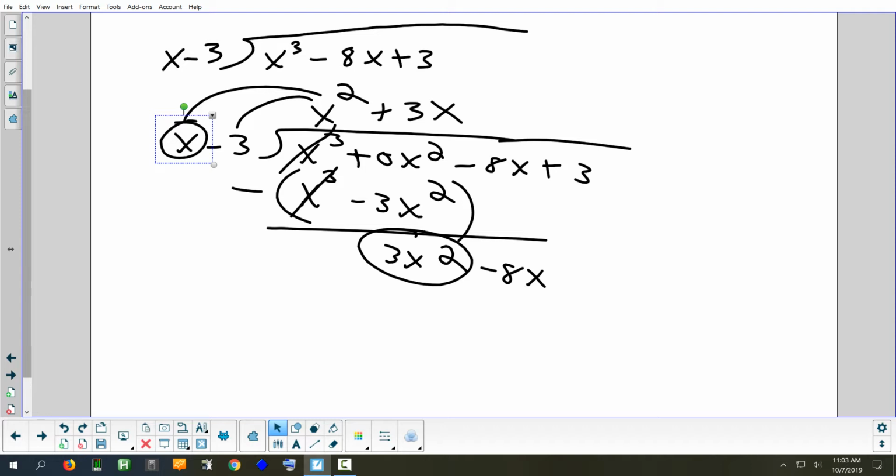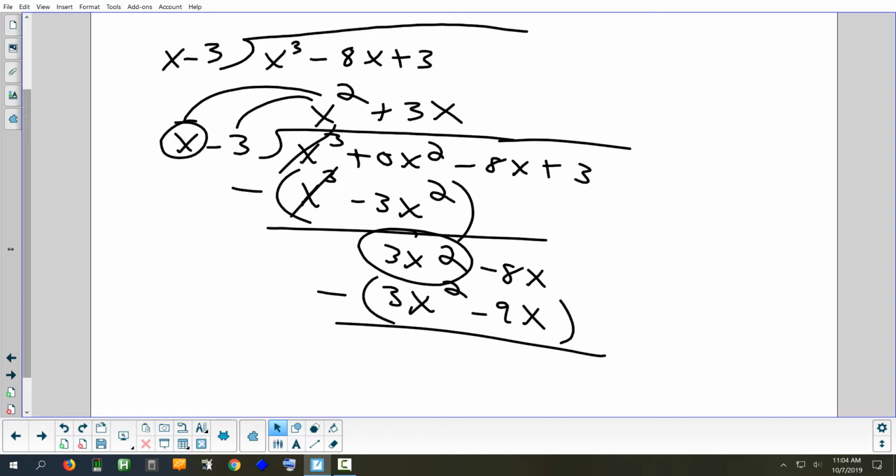It's kind of part of it. 3x times x, 3x squared. Kayla, what's 3x times negative 3? 9x. Oh wait, no, negative 9x. Negative 9x, yep. Okay, so we divided, we multiplied, now we're going to do subtraction. Riley, what's 3x squared minus 3x squared? Nothing. Okay, that's gone.